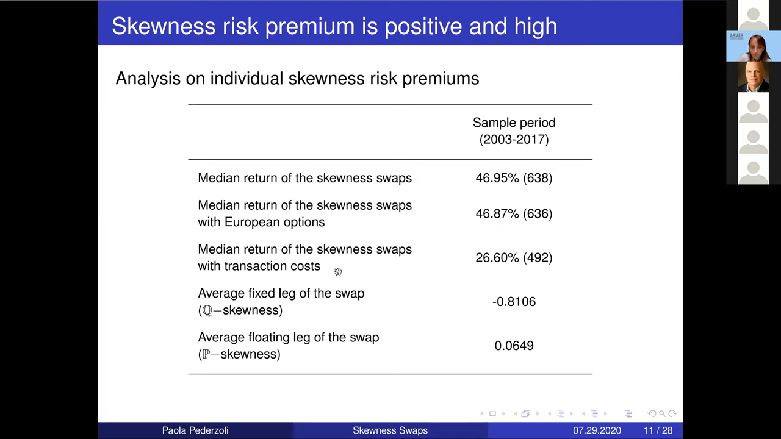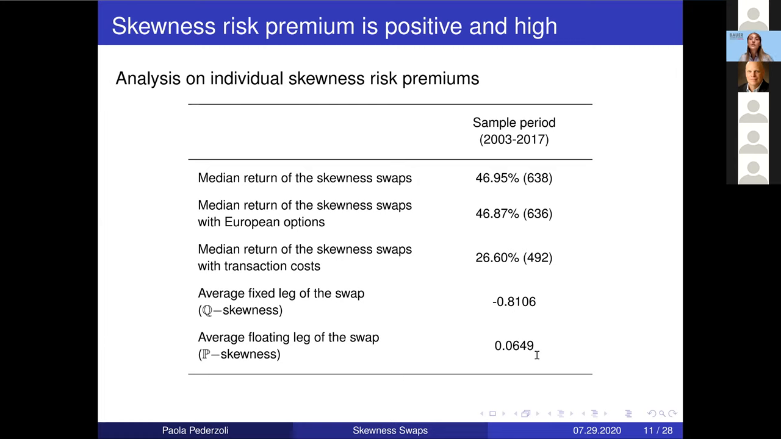And then this is most important. What is the role of the transaction cost? Because we are trading options, and also, in the delta hedge, the underlying. So I consider the transaction cost both in the option market and in the underlying market. And what I find is that the return basically halves, but it's still positive and significant for the majority of the stocks. And by looking separately at the Q skewness and the P skewness, what I find is that the Q skewness, the risk neutral skewness, is very negative, while the realized skewness is positive.